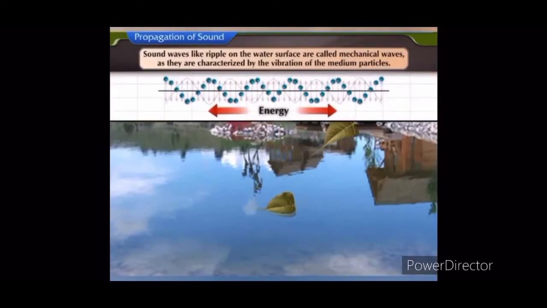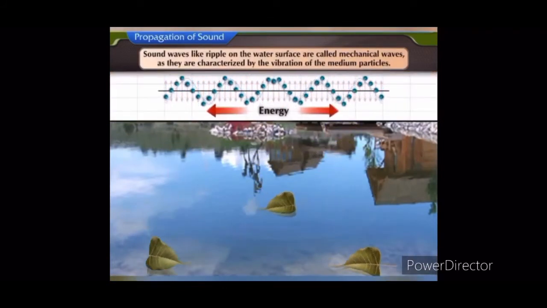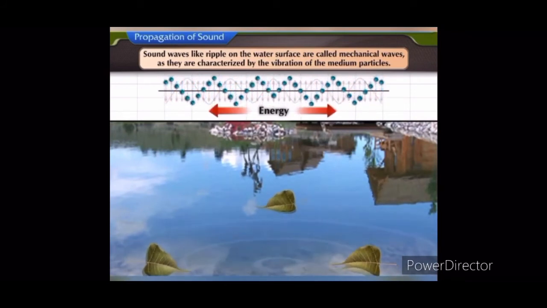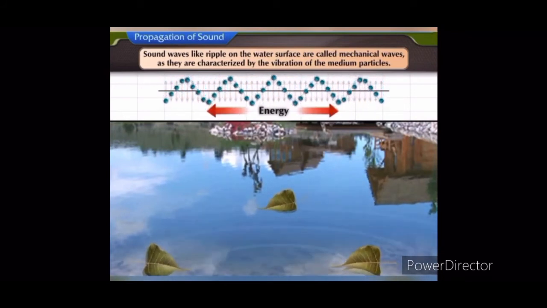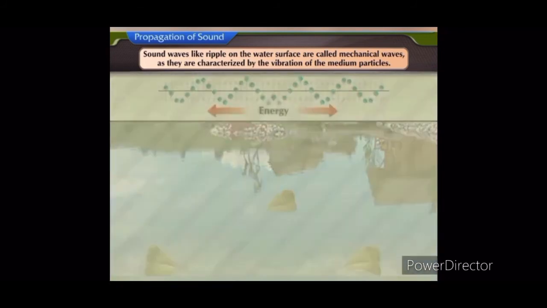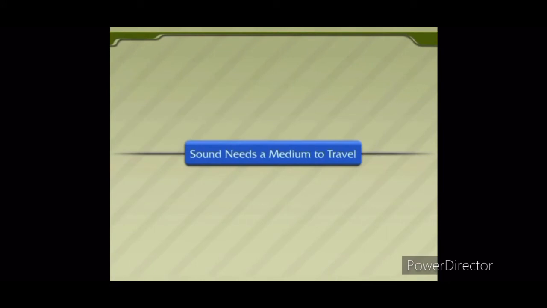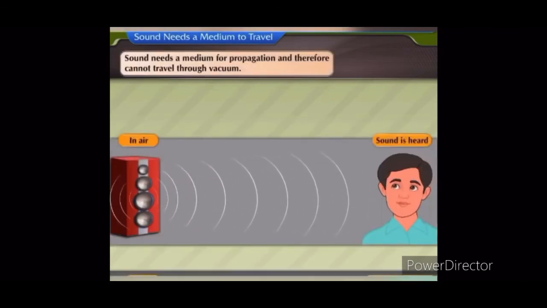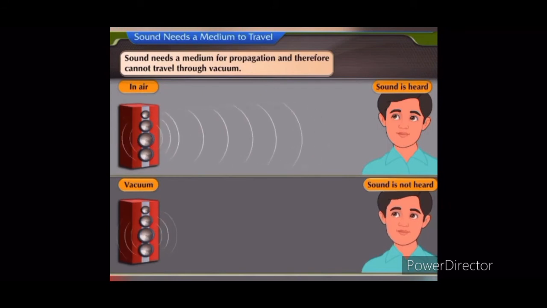Sound waves, like ripples on the surface of water, are called mechanical waves, as they are characterized by the vibration of the medium particles. Sound needs a medium to travel. Sound needs a medium for propagation and therefore cannot travel through vacuum. Let us perform an activity to demonstrate this.